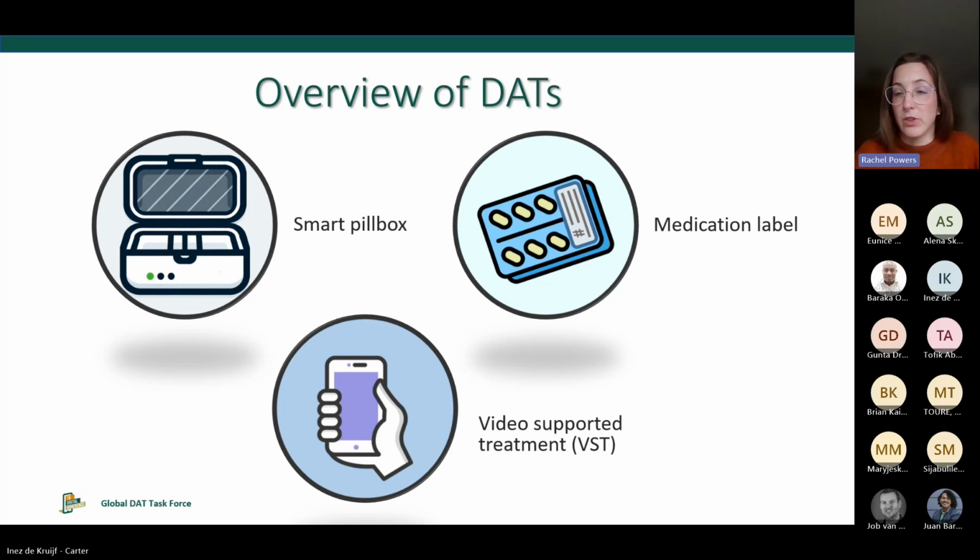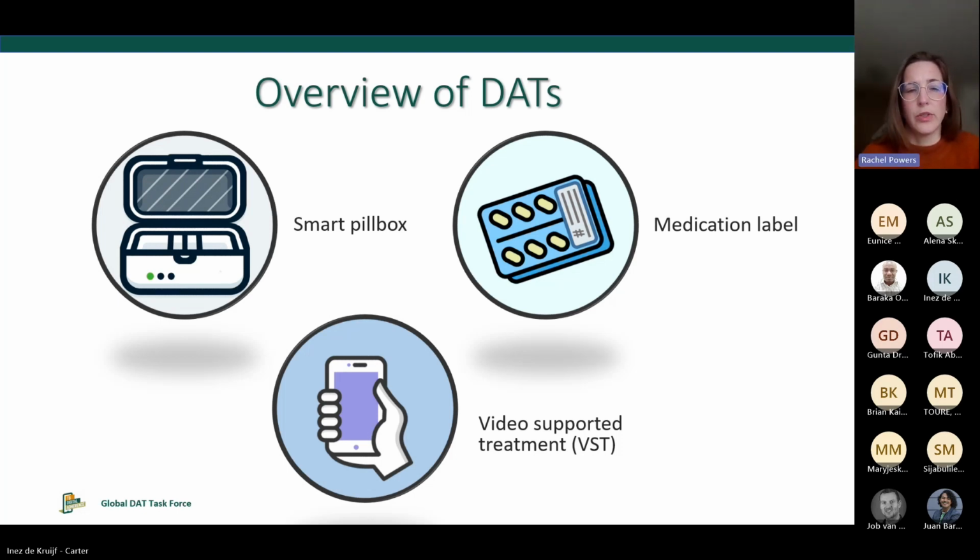And then last, we have the medication label, where TB patients are receiving their medication, and on the medication blister pack itself, there's a label, usually with a code or a phone number to call. And this is a toll-free message that they send or call that they make, and that logs that they've taken their medication for the day. So when they take the medication, they send that toll-free message to the number.